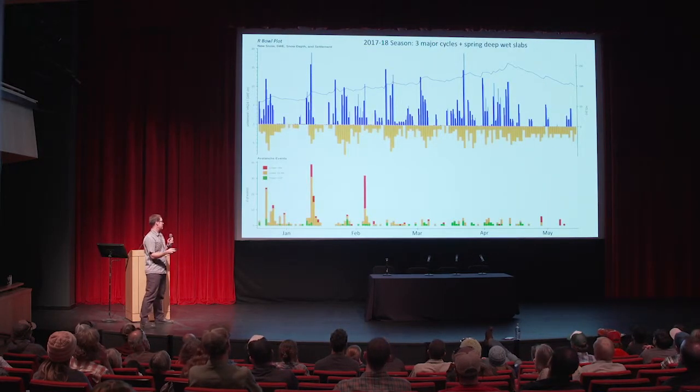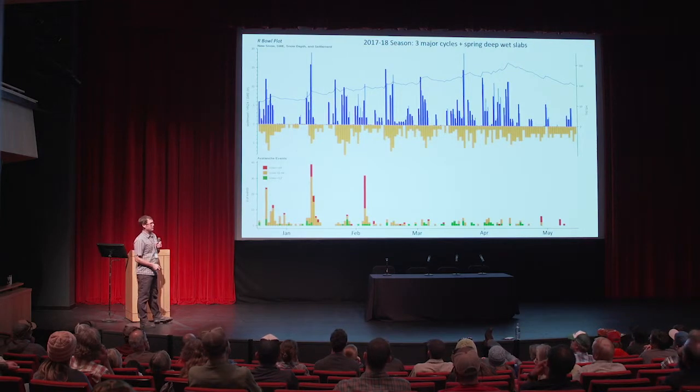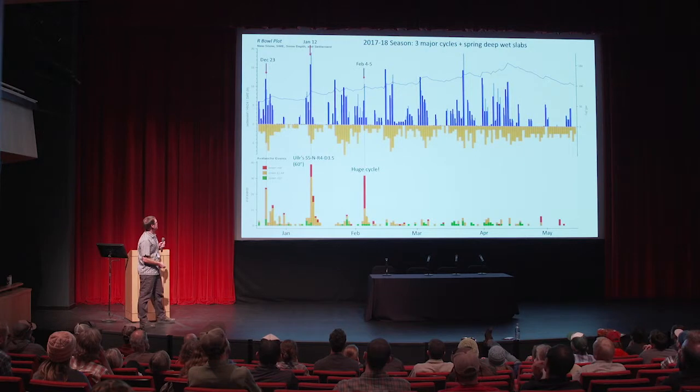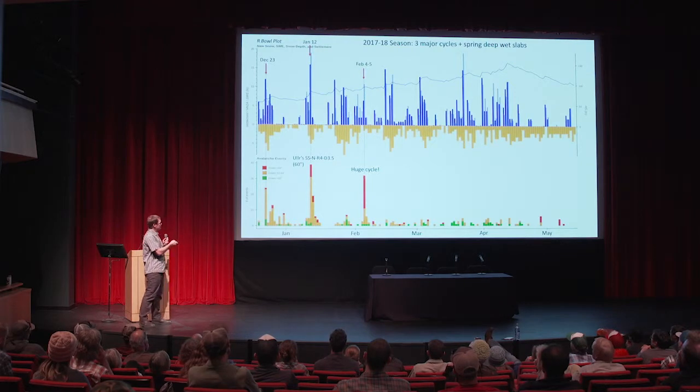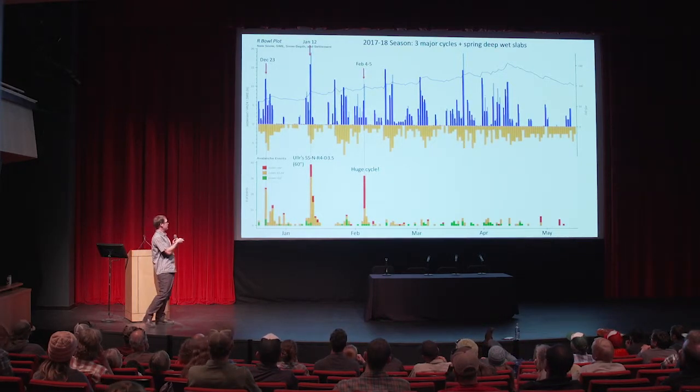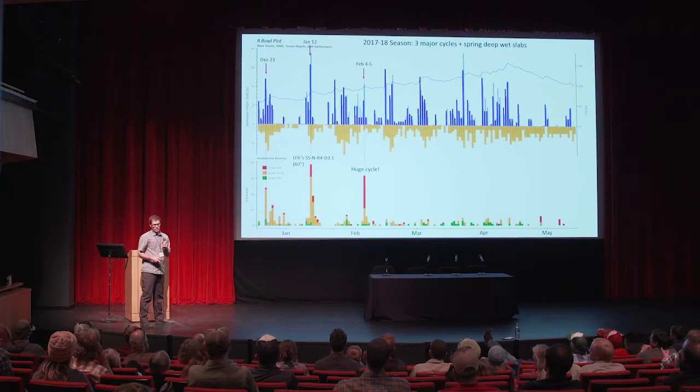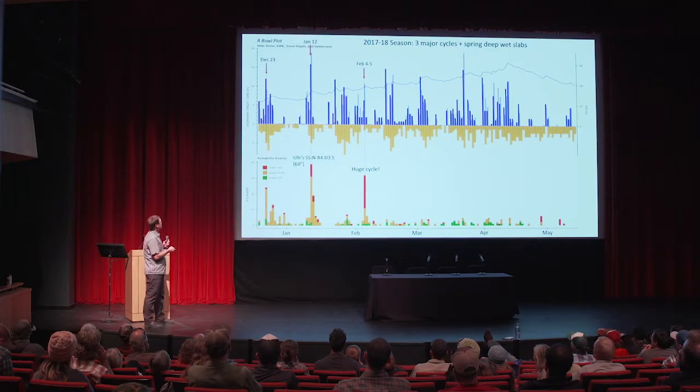So I'm going to do the rest of the season kind of in one fell swoop here, moving through rather quick. And you can see we had 3 major cycles. On the bottom panel now, what I've put in here is avalanche events, where red are deep events, yellow are moderate, and green are small. So these are greater than 44 inches. These are our deep events, which mostly did run on that weak layer, the December drought layer.